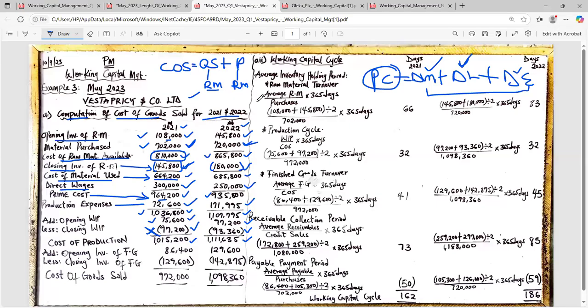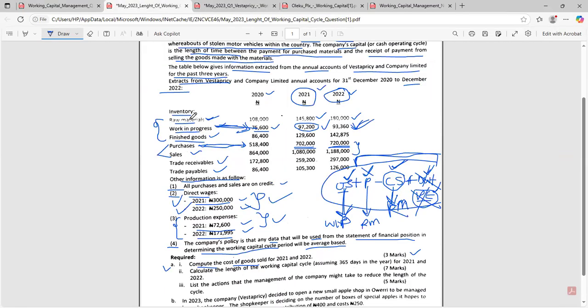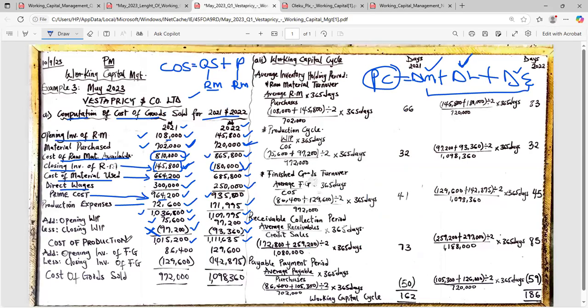So now we are done. We have treated raw material. We have treated work in progress. The next one for us to treat is finished goods. But before I go to finished goods, the answer that I got here is known as cost of production. So this is my cost of production. It cost me 1,015,200 to produce in 2021, and it cost me 1,111,635 to produce in 2022.